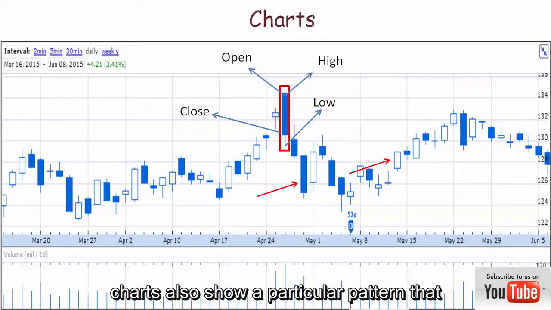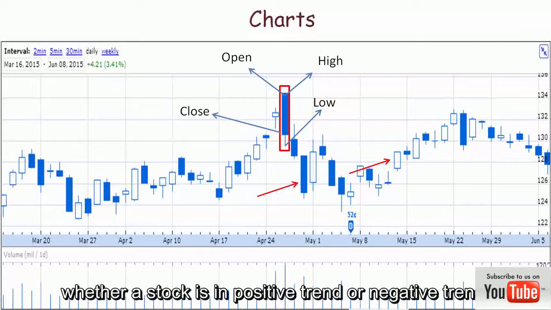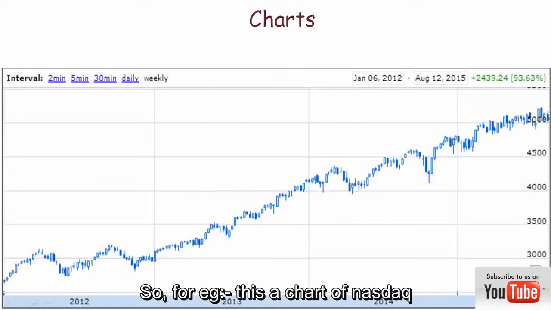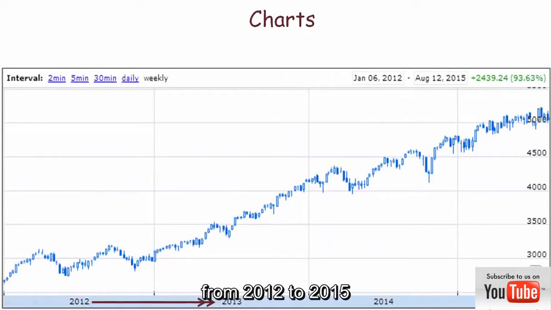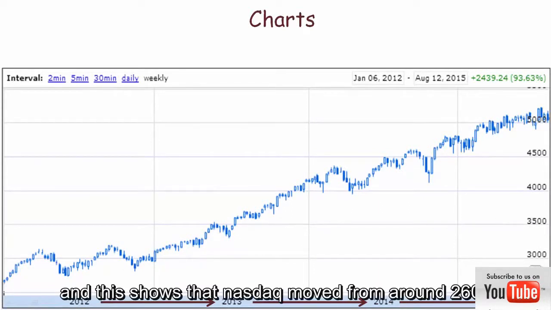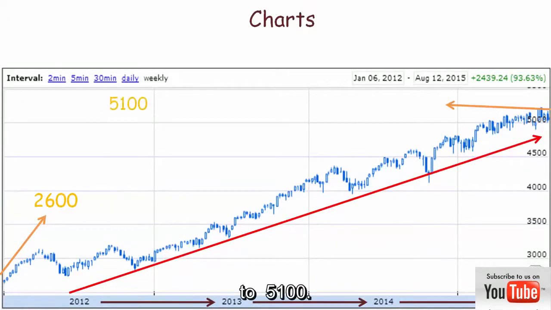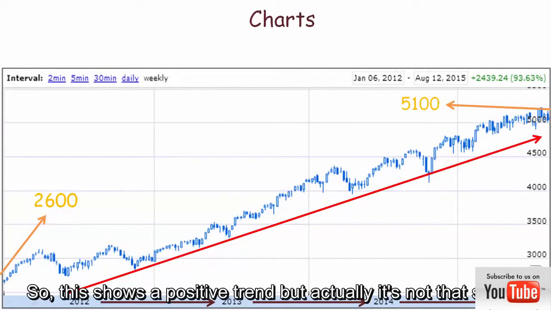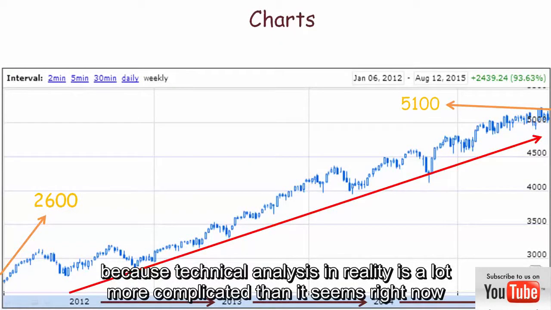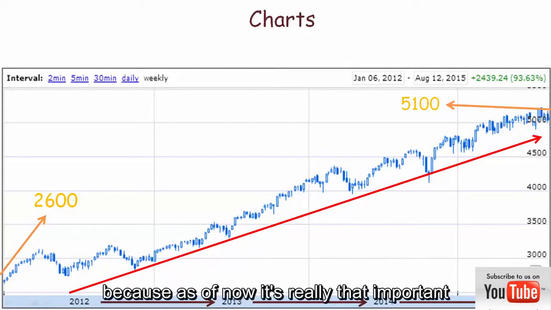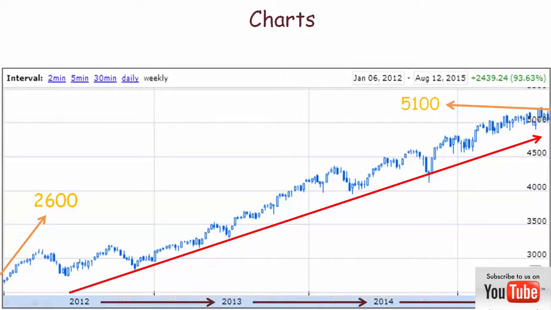Charts also show a particular pattern, whether the stock is in a positive trend or a negative trend. So for example, this is a chart of Nasdaq from 2012 to 2015, and this shows that Nasdaq moved from around 2600 to 5100. So this shows a positive trend, but actually it's not that simple, because technical analysis in reality is a lot more complicated than it seems right now. But let me just focus on what it is, because as of now that's what is important.